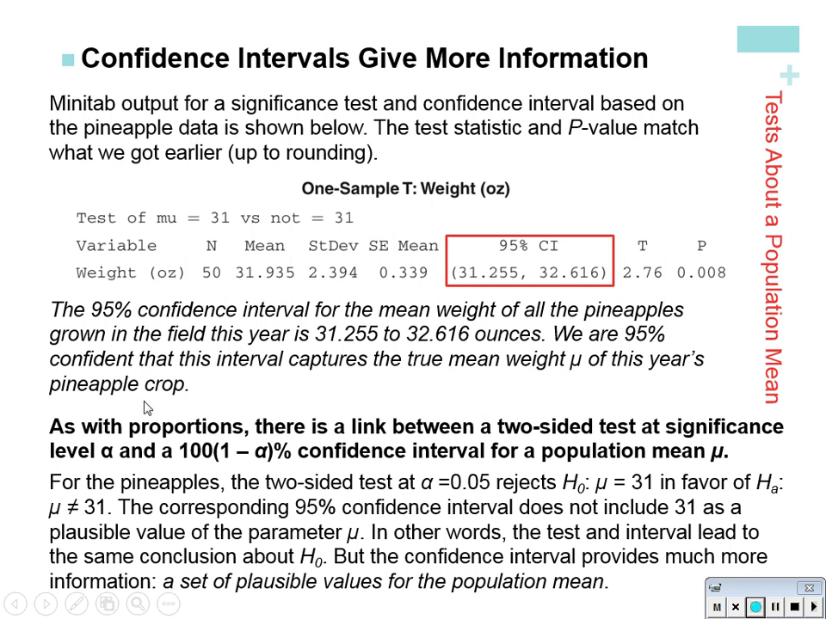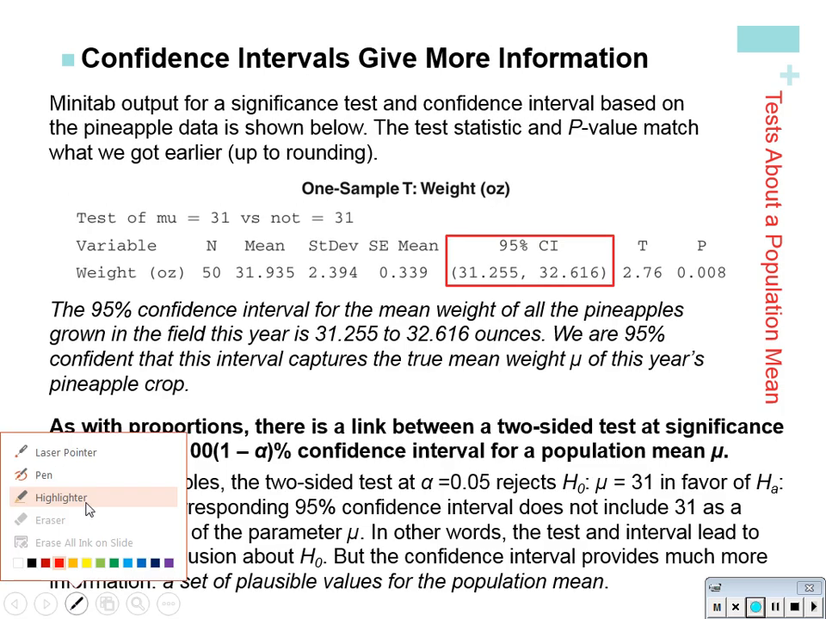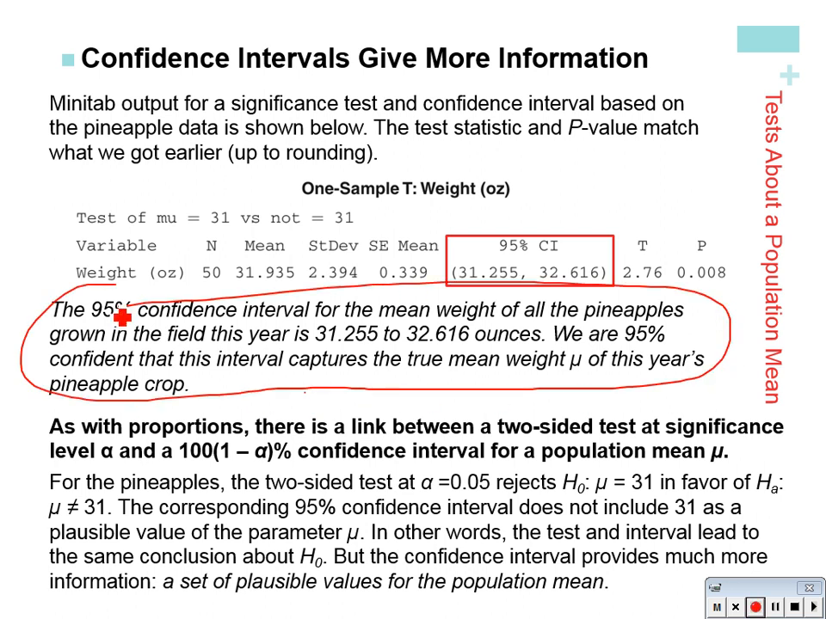So the conclusion for this, we would follow this up in the state, plan, do, conclude, and we would say that we are 95% confident that the interval from 31.255 to 32.616 captures the true mean weight of all the pineapples that were grown in this field.